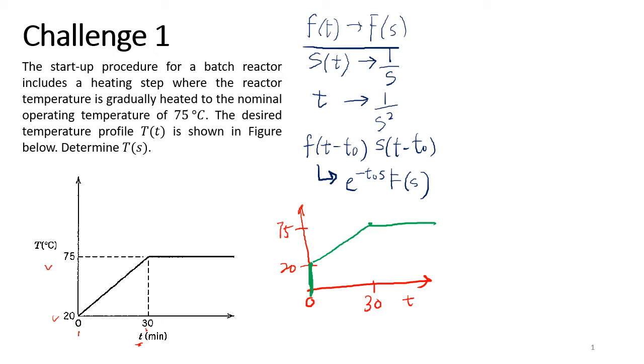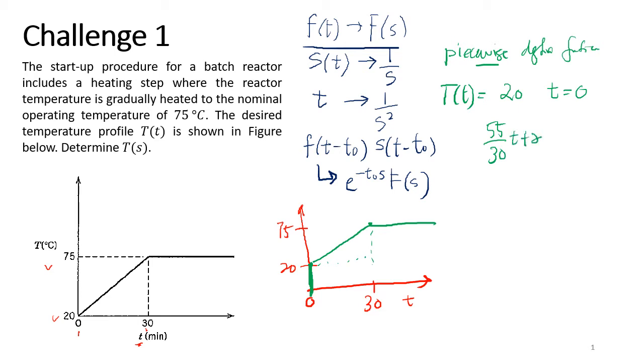We can write this as a piecewise defined function. T(t) equals 20 when t equals 0. Then we find the slope: 55 over 30 times t plus 20, for the condition 0 to 30. Then we have a constant value of 75 when t is more than 30 minutes.